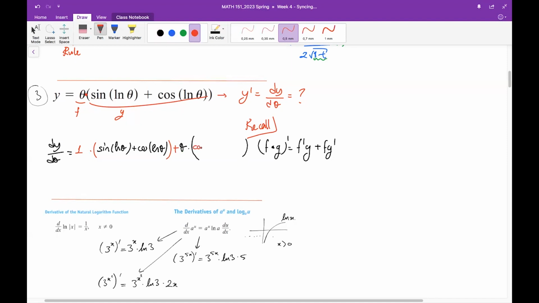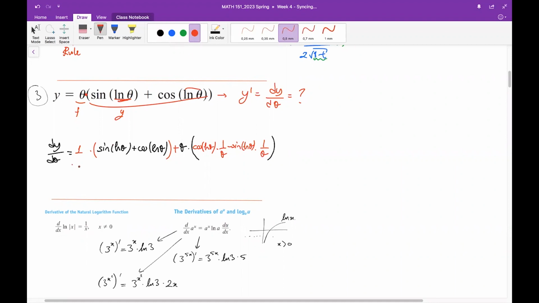Sine, derivative of sine is cosine. You don't touch inside, cosine ln theta. Now you need to multiply with the derivative of this inside part, which is 1 over theta, plus, and you do the same for the next one. Derivative of cosine is sine, sorry, minus sine ln theta times, okay, let me also write this part better. Okay, minus sine ln theta times 1 over theta, because you also need to multiply with the derivative of ln, which is 1 over theta. So this is g prime.